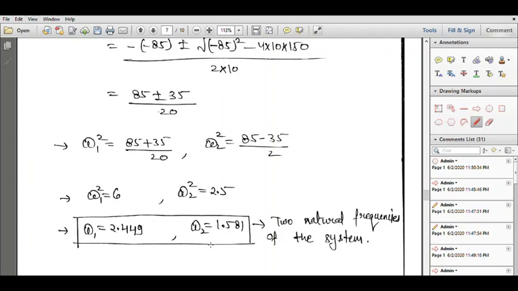And that is obvious. We know if a system has 1 degree of freedom, the number of natural frequencies will be 1 and the number of equations of motion will also be 1. If a system consists of 2 degrees of freedom, there will be 2 equations of motion for the system and there will be 2 natural frequencies of the system. Likewise, if the degrees of freedom of a system is n, there will be n equations of motion and n natural frequencies. So here we are getting 2 natural frequencies.